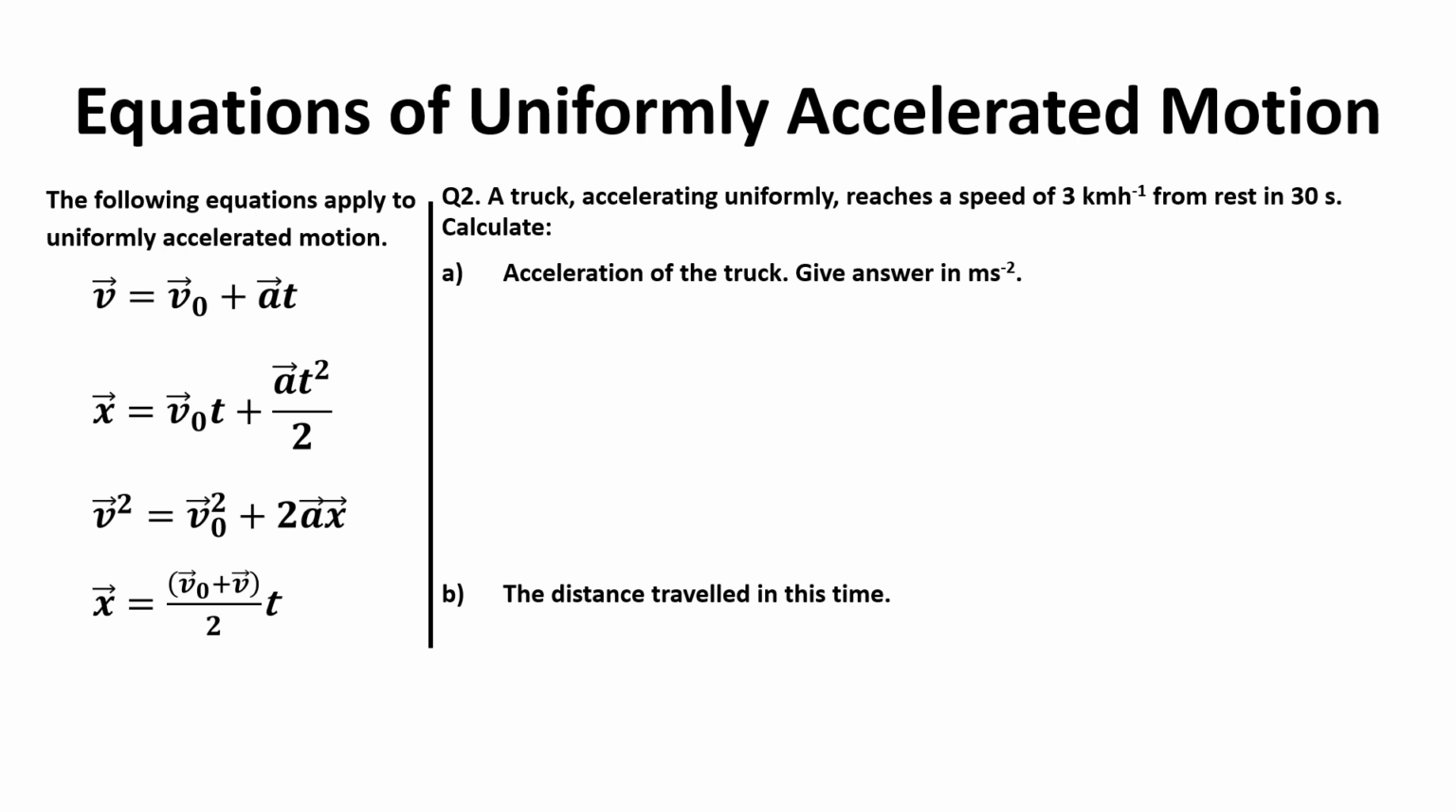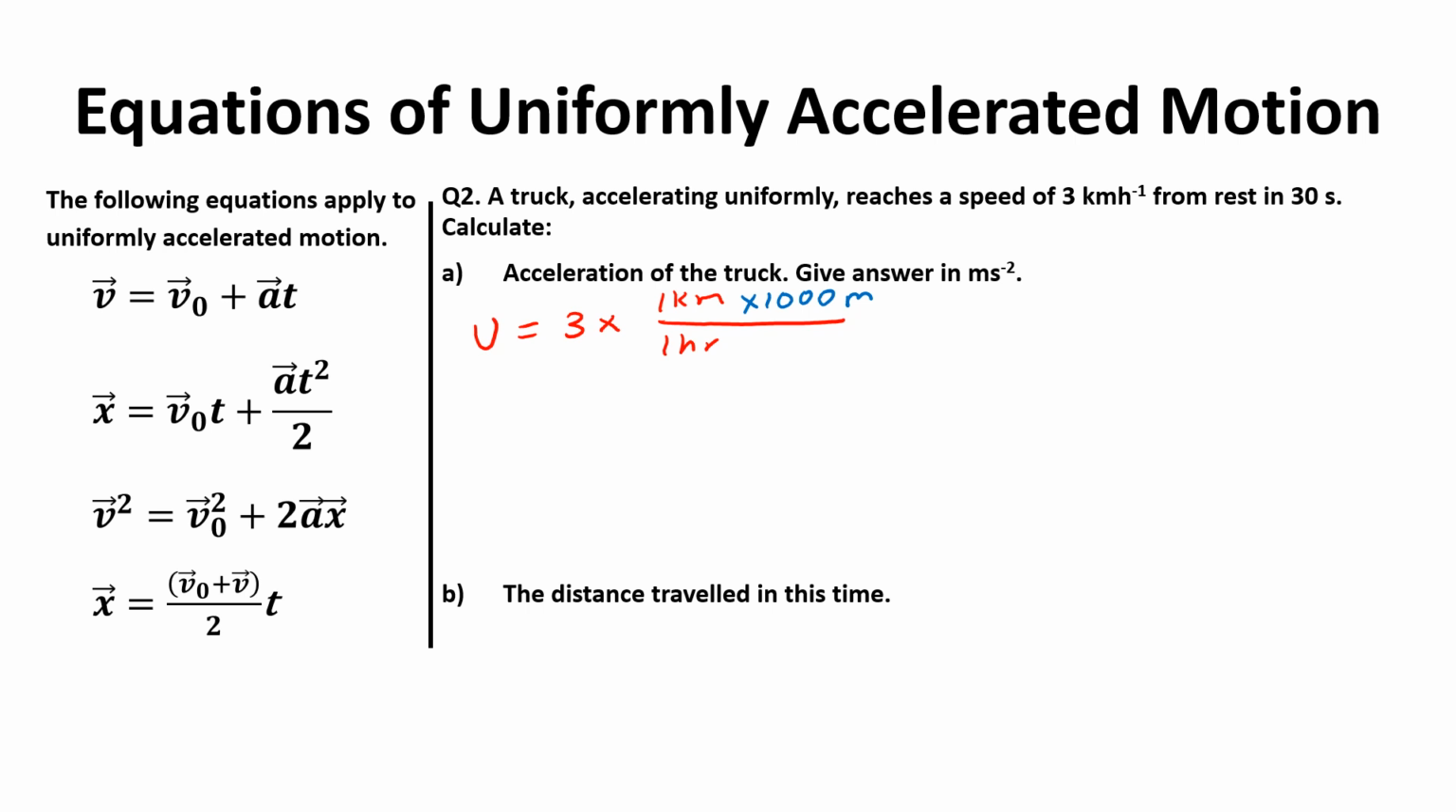So the final velocity is equal to 3 kilometers per hour. 3 kilometers per hour is the same as 3 times 1 kilometer per 1 hour. Here we want to convert kilometers to meters. So we need to multiply 1 by 1,000 because there are 1,000 meters in 1 kilometer. So 1 kilometer times 1,000 will give you a value in meters.